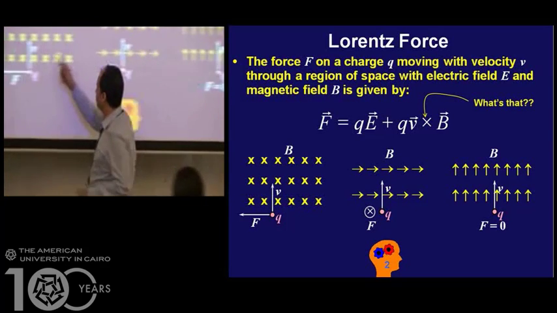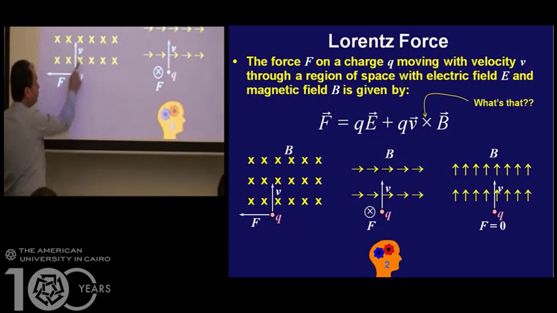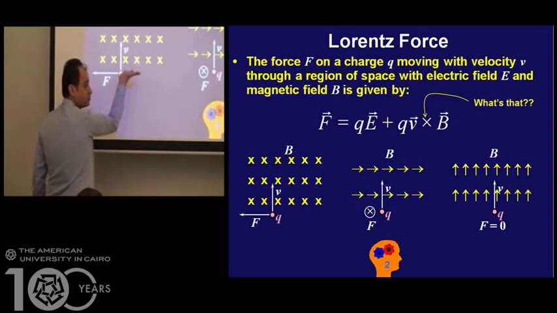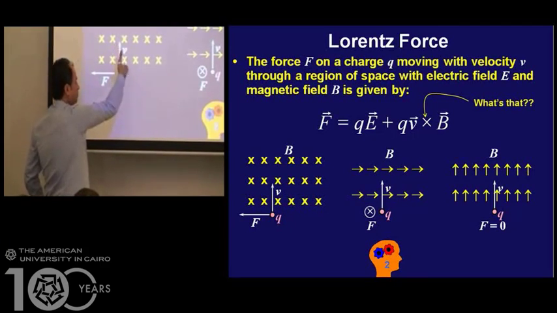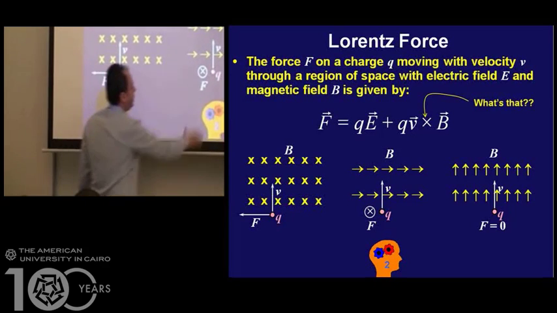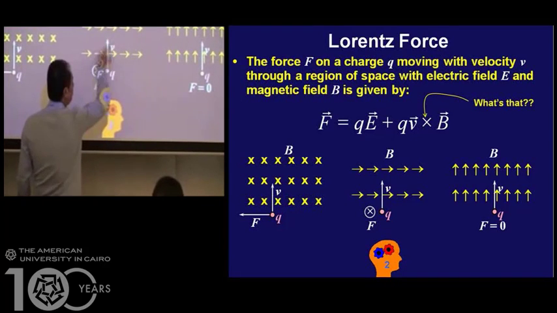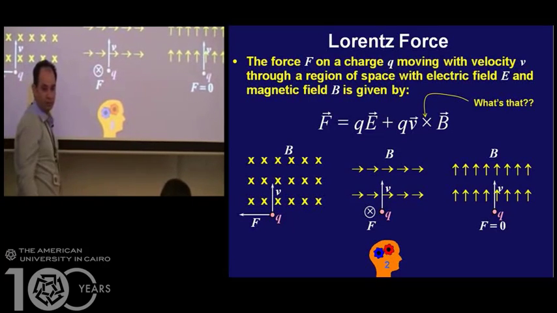So here we have the magnetic field into the page. This is the direction of the motion, V is the direction of the motion. What will be the direction of the force? So again, field, motion, force. Here, this is the direction of the field, the motion is up, then the force is into the screen.